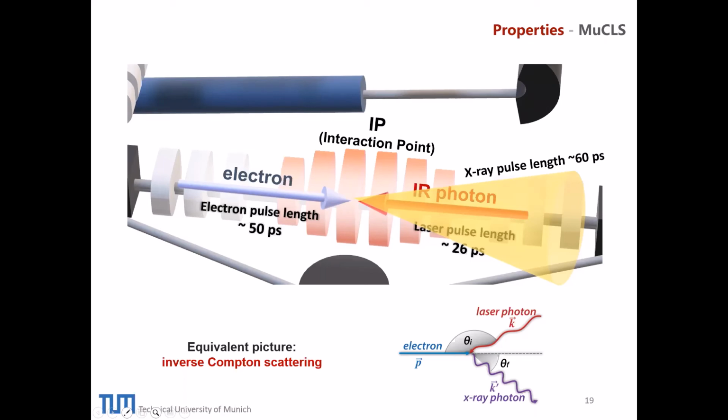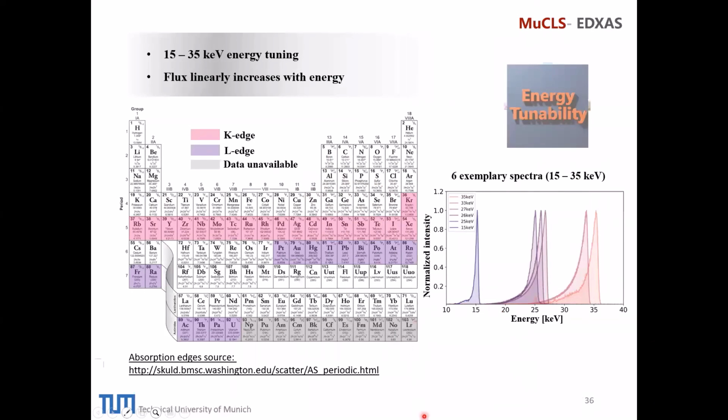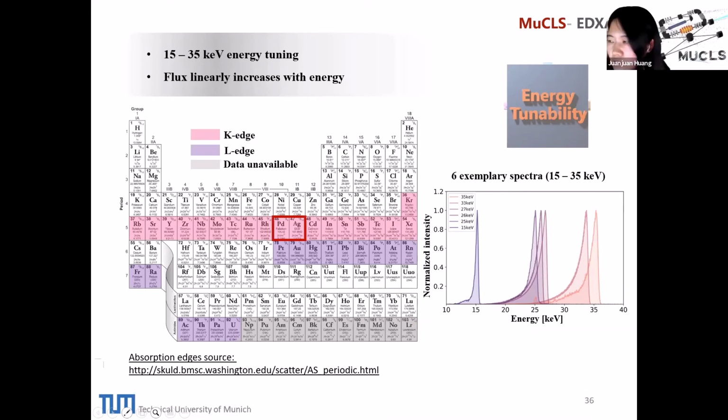Okay, Chengyun, you had a question? I was wondering what's the energy range of the facility and how many elements can be covered? Okay, yeah, sure. I changed back to these slides. Maybe I was talking too fast. Currently the X-ray energy range is from 15 to 35 keV, and this can cover these elements.